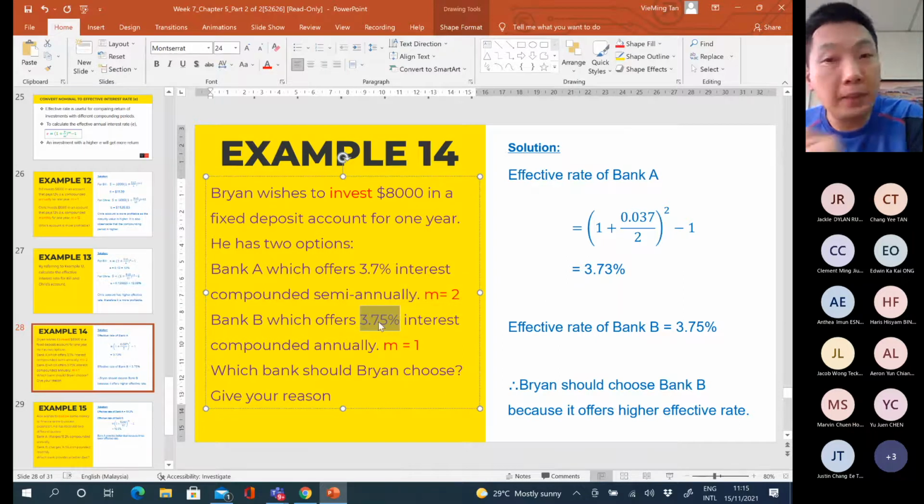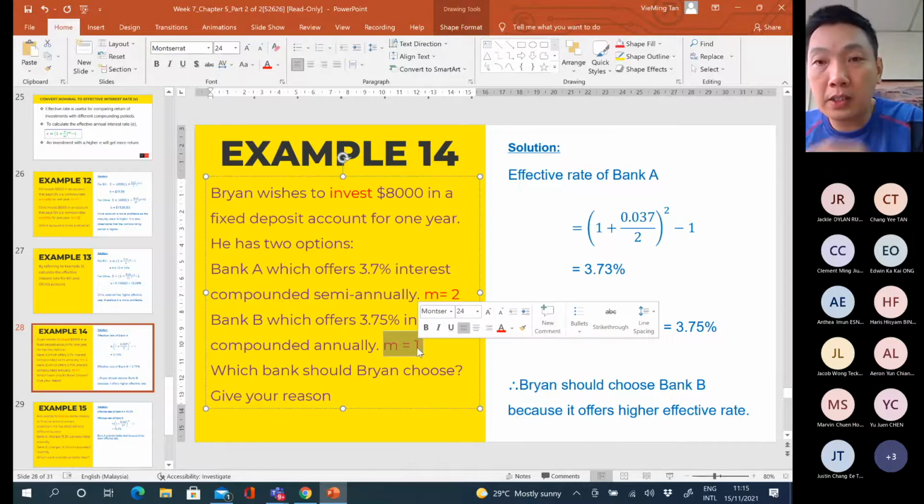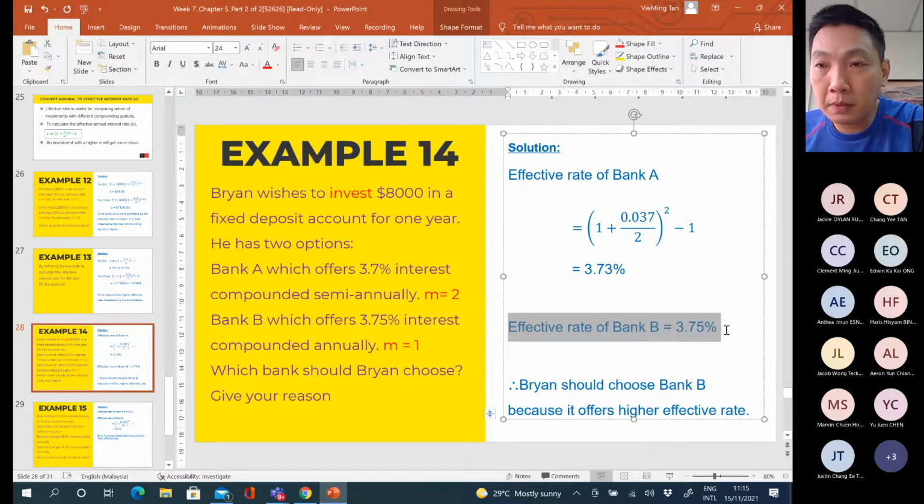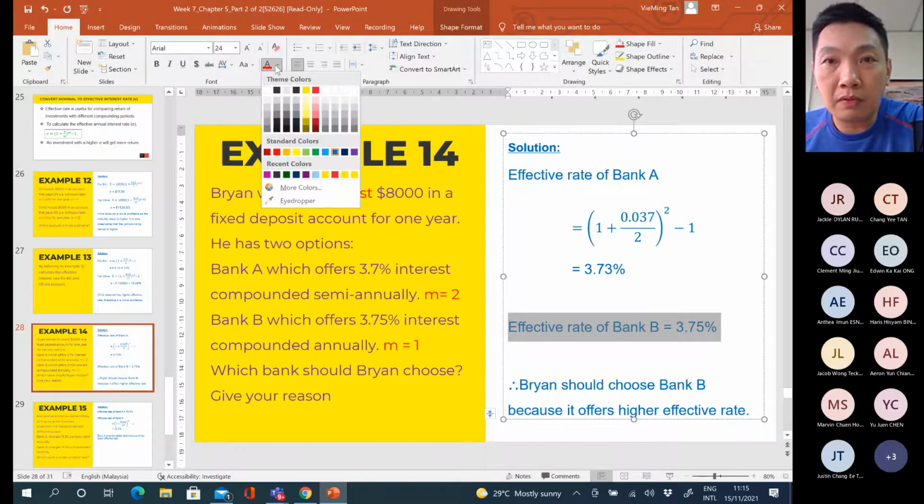We can conclude immediately, why? Because M is equal to 1, so this is the effective rate. When the annual rate is compounded only one time in a year, we can conclude that it is the effective rate. This annual rate is an effective rate because it only compounds once in a year. So we can immediately say the effective rate for Bank B is equal to 3.75%.